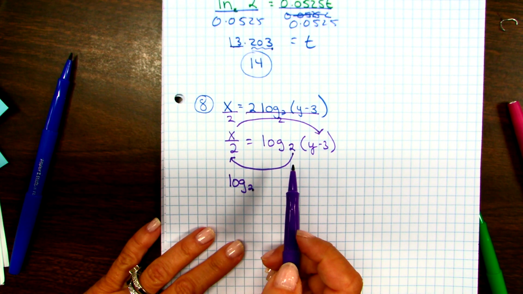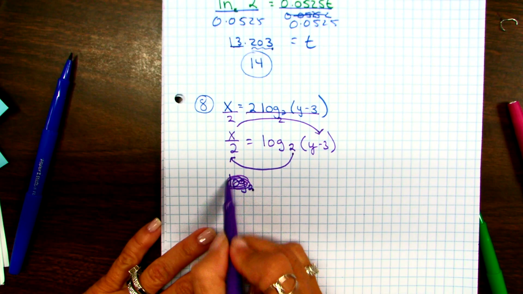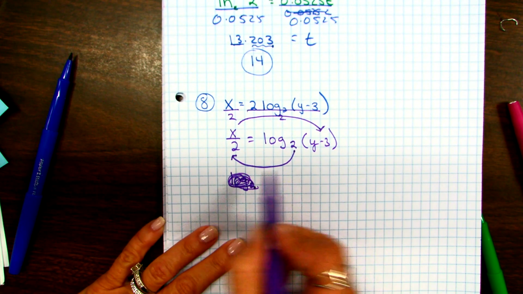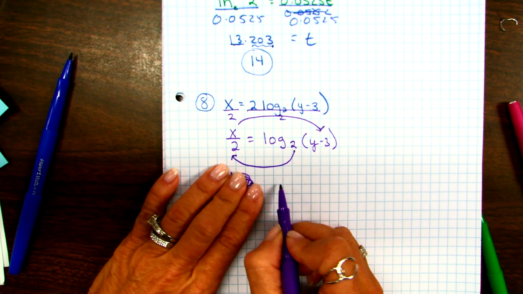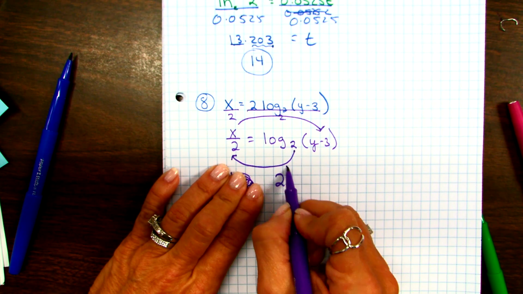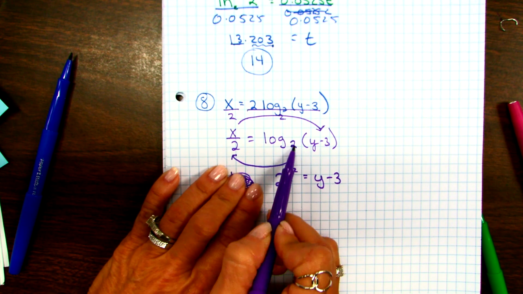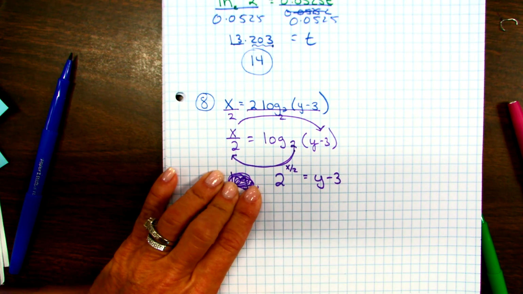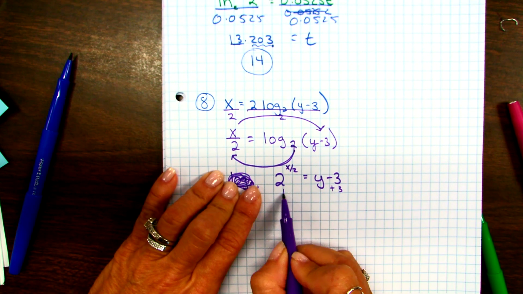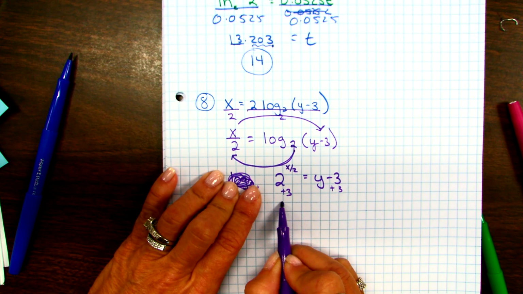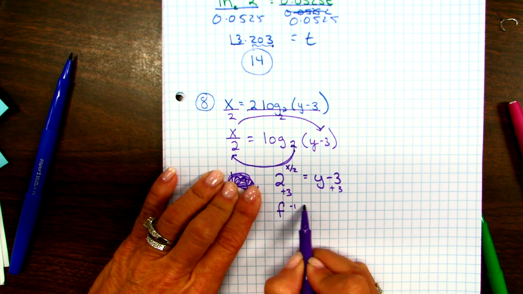Wait, what am I doing? Oh, sorry. I don't know why I wrote the word log. That's why I got lost. No, we're getting rid of the log. Base 2, 2 to the power of x over 2 equals y minus 3, right? And then to get y by itself, I would add 3 to both sides. So this would be my inverse.